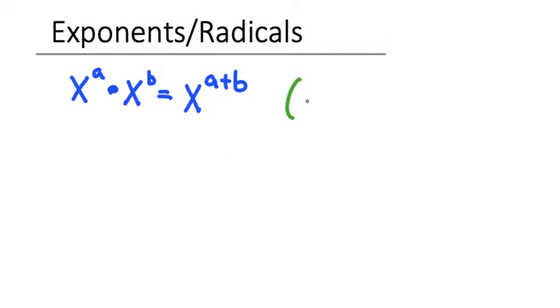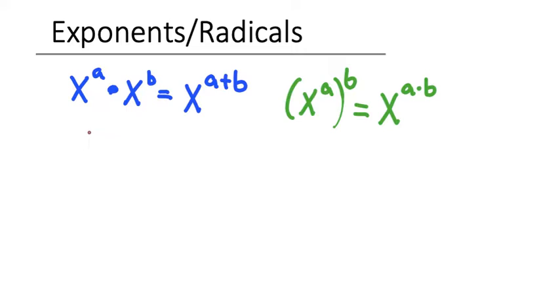If we had x to the power of a raised to the power of b, an exponent to an exponent, here we multiply the two exponents together. And this will become x to the power of a times b.